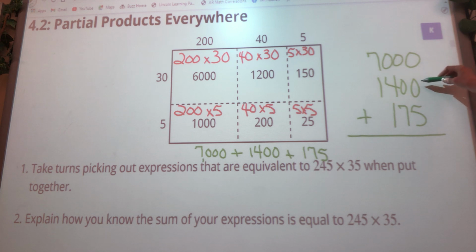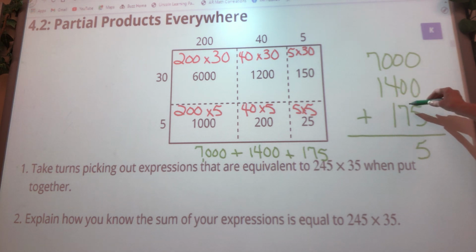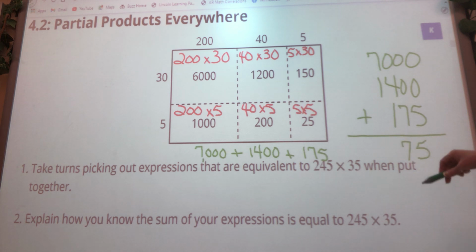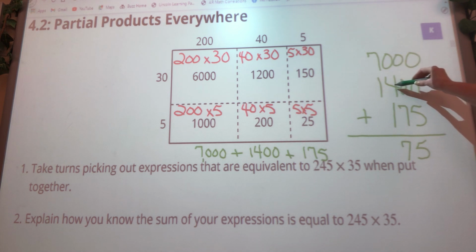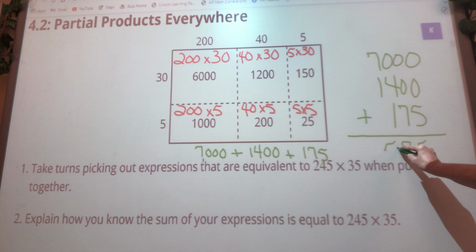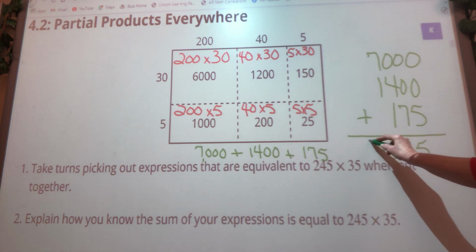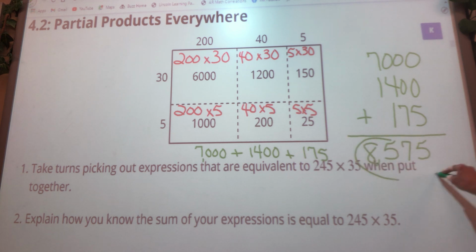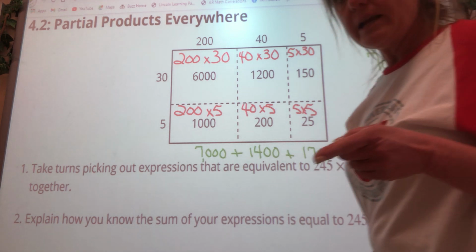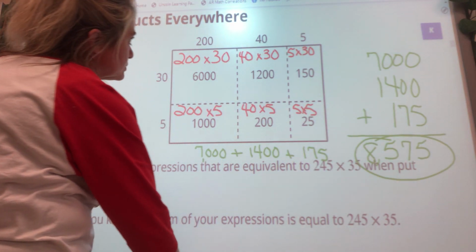So in my ones place, I end up with a 5. In my tens, I end up with a 7. In my hundreds, I have a 4 and a 1, so I end up with a 5. In my thousands, I have a 7 plus a 1, so I end up with an 8. So I'm saying the actual value is 8,575.